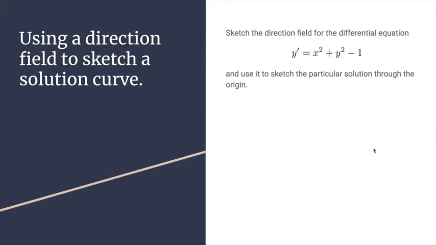So what we might want to do is say we take something like this. Now this is an example of one that we can't solve explicitly. Because if we subtract y squared, now we have y prime minus y squared on the left side, and how do we take the integral of that?